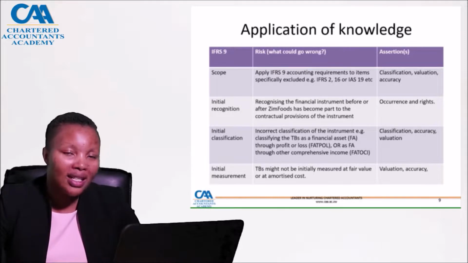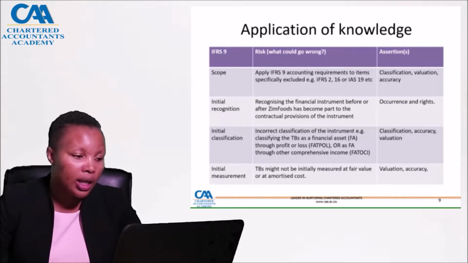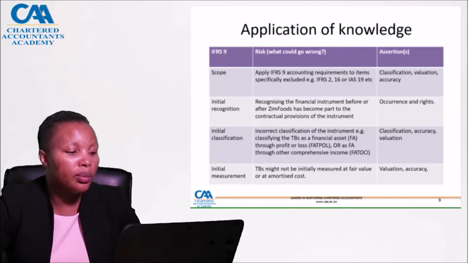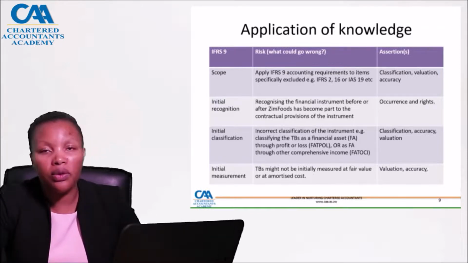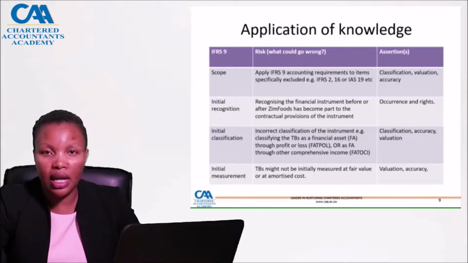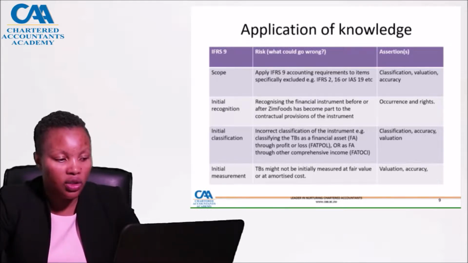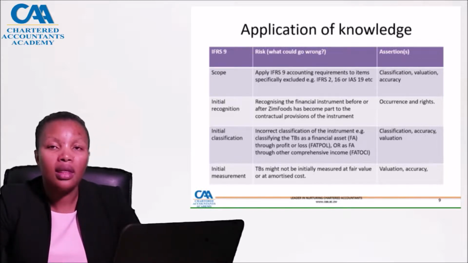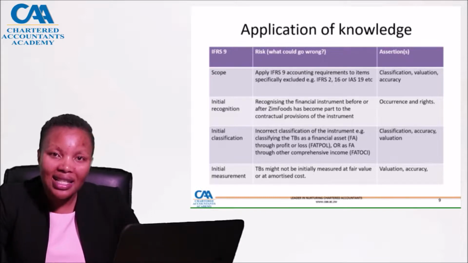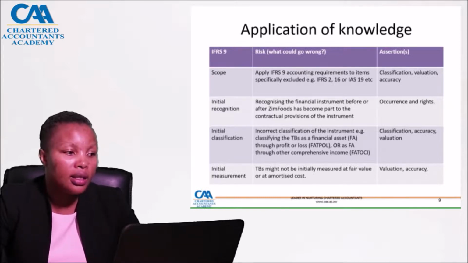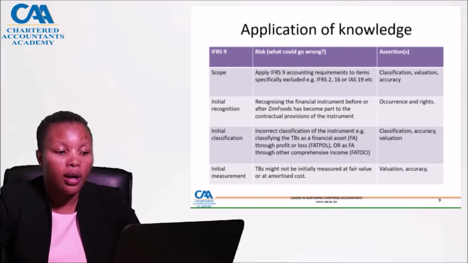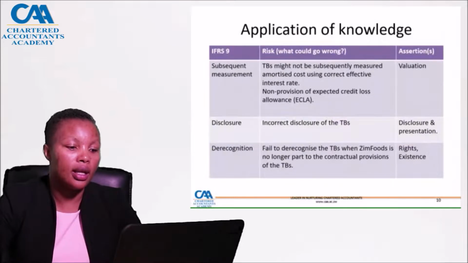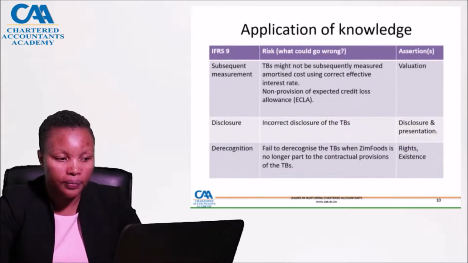Initial measurement is what can possibly go wrong when you're trying to measure initially. So the treasury bills might not be initially measured at fair value, or might not be initially measured at amortized cost. Maybe that is what it should be measured at, fair value or amortized cost. That's something that can possibly go wrong. But what assertions are affected if this goes wrong? Valuation and accuracy.